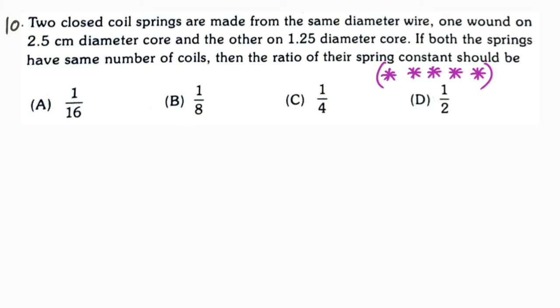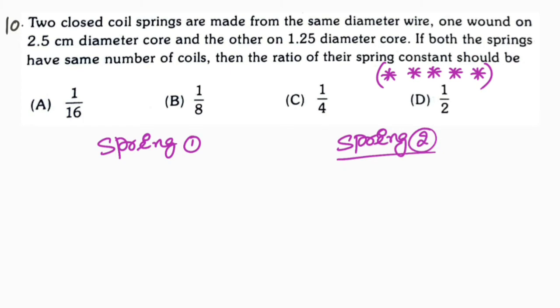Look at the problem. Two closely coiled springs are made from the same diameter of wire. That means let us take spring 1 and spring 2. Wire diameter of spring 1 equals wire diameter of spring 2, d1 equals d2.